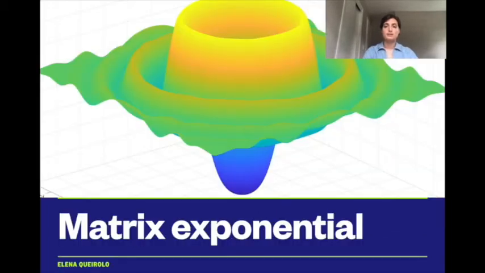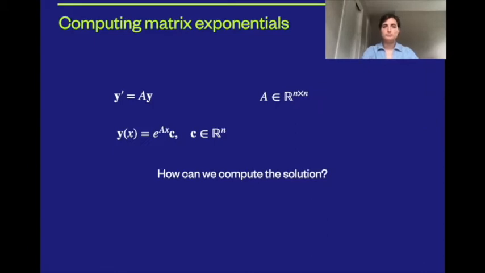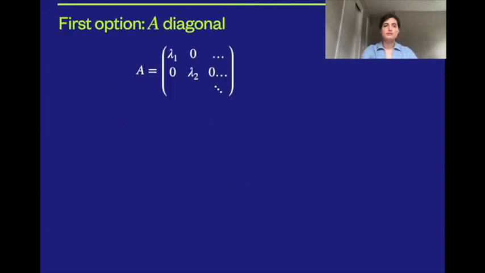Now that we have reviewed, or I assume we have reviewed, matrix diagonalization, we can look more in depth at the matrix exponential. We said just a minute ago, in the video about ODE systems, that we can solve linear ODE systems by just taking the exponential of the matrix A times x. This is formally perfectly fine, but how can we actually compute the solution? Well, let's look at the easiest option.